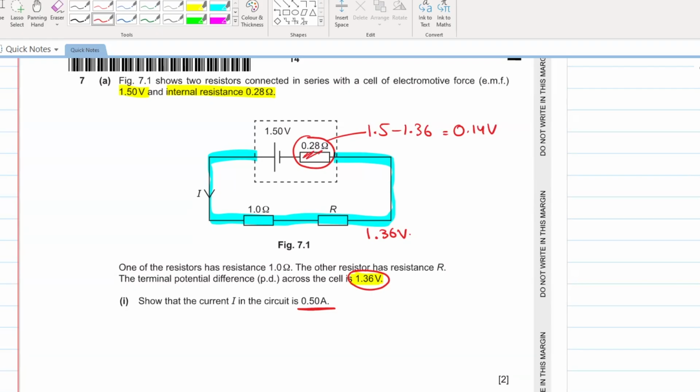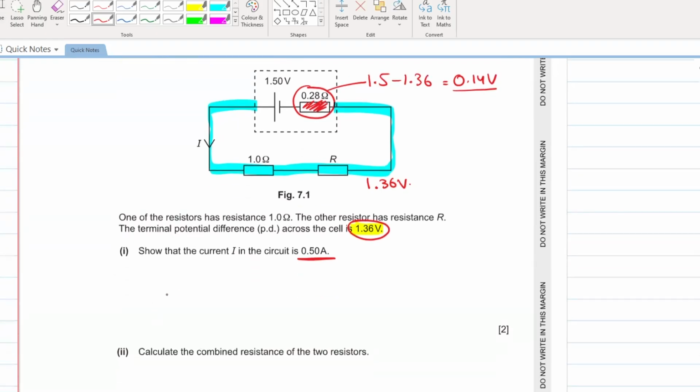This internal resistor will be consuming 1.45 volts. The resistance of the internal resistor is 0.28 ohms. Can you calculate the current? Yes, V is equal to IR. Voltage is 0.14, current I don't know. Resistance is 0.28. Your current comes out to be 0.14 divided by 0.28, that is 0.5 amperes as your current.